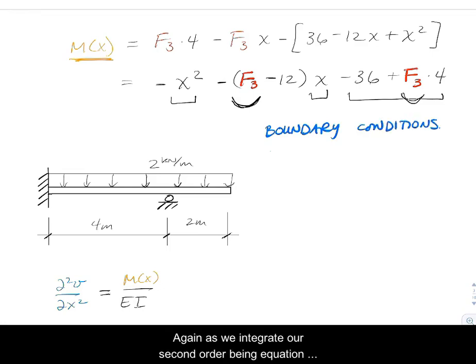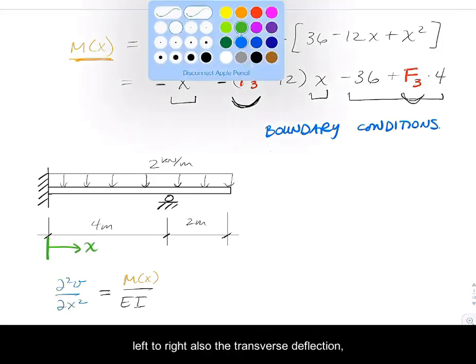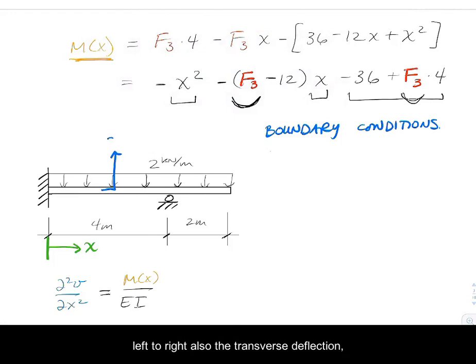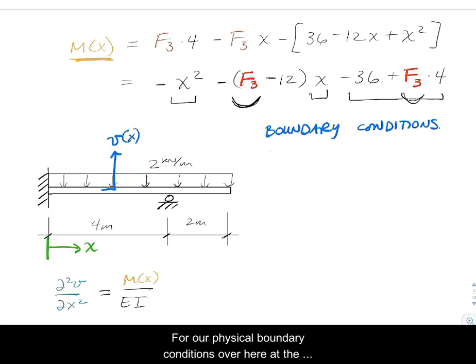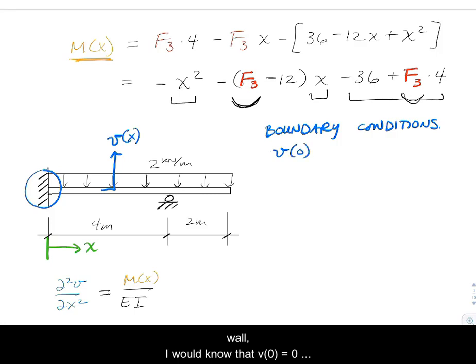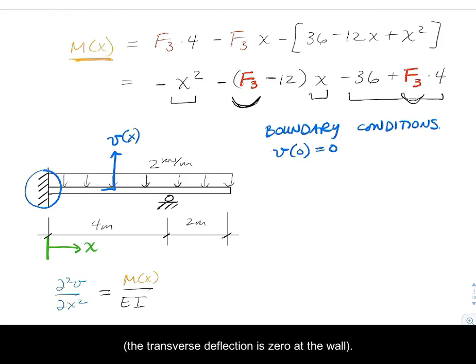Because again, as we integrate our second order beam equation, constants of integration are going to start coming forward. So if we look at our beam, and again defining x going from left to right, also the transverse deflection v is defined positive upward. So our physical boundary conditions over here at the wall, I would know that v at 0 has to equal 0, so the transverse deflection is 0 at the wall.